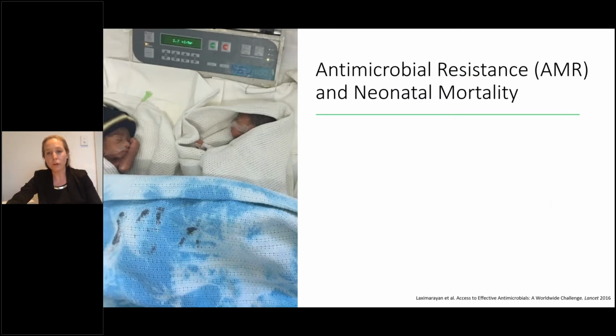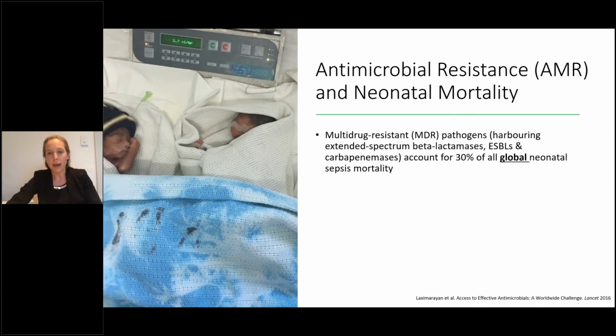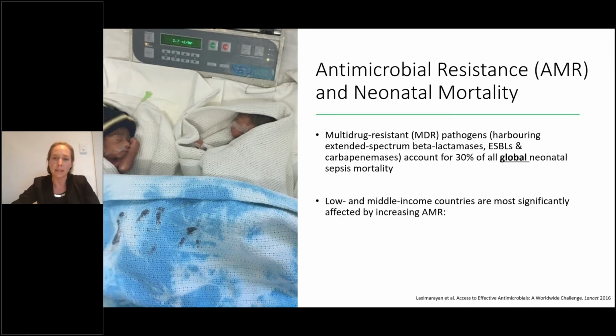And what we also know is that on top of this infectious burden, we now have the added issue of antimicrobial resistance, which is causing further neonatal mortality across the globe. And this is particularly implicated in low and middle income country settings. So multi-drug resistant pathogens, so those that are harbouring extended spectrum beta-lactamases, or ESBLs, you often see them referred to, and carbapenemases account for 30% of all global neonatal sepsis mortality today.